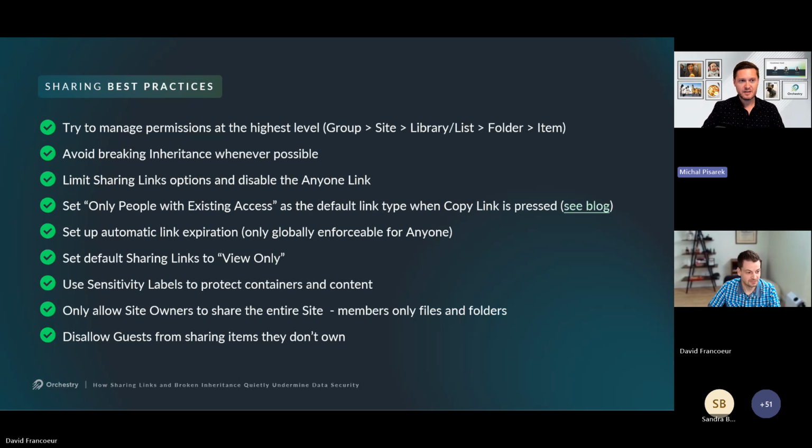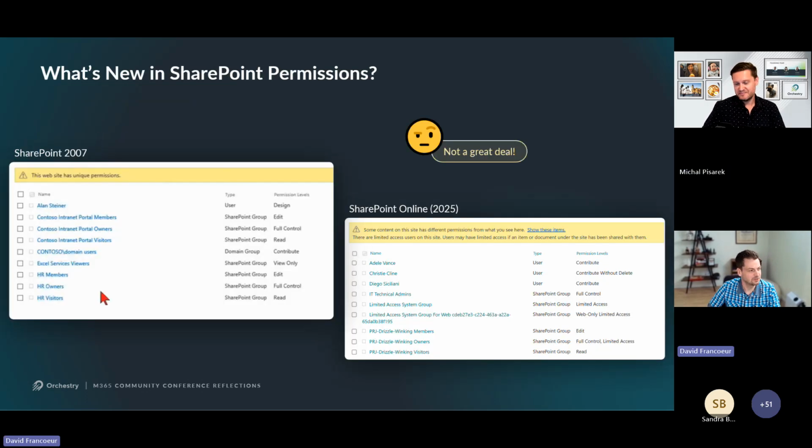So let's have a look at that. Let's look at them side by side here. We have a comparison. I managed to dig up a screenshot from SharePoint 2007, and then grabbed a screenshot last night from SharePoint Online 2025. How many years later here? 18 years? Yeah, it's exactly the same. This has been a problem from the very beginning.